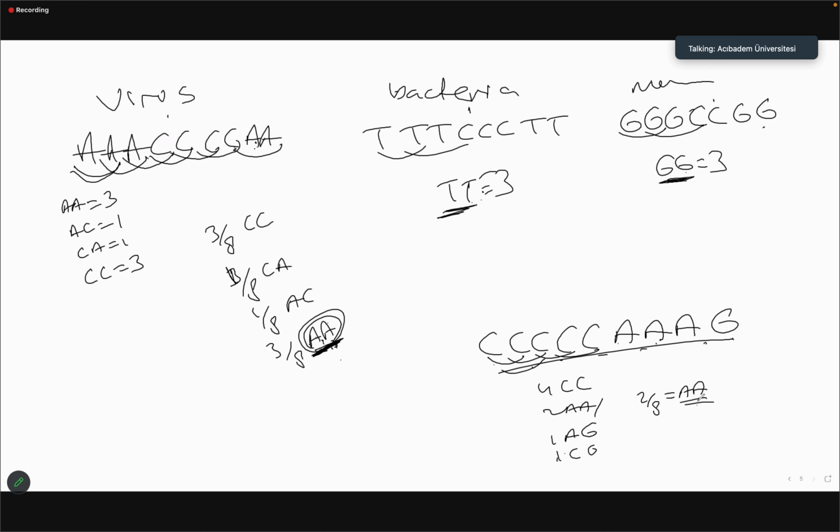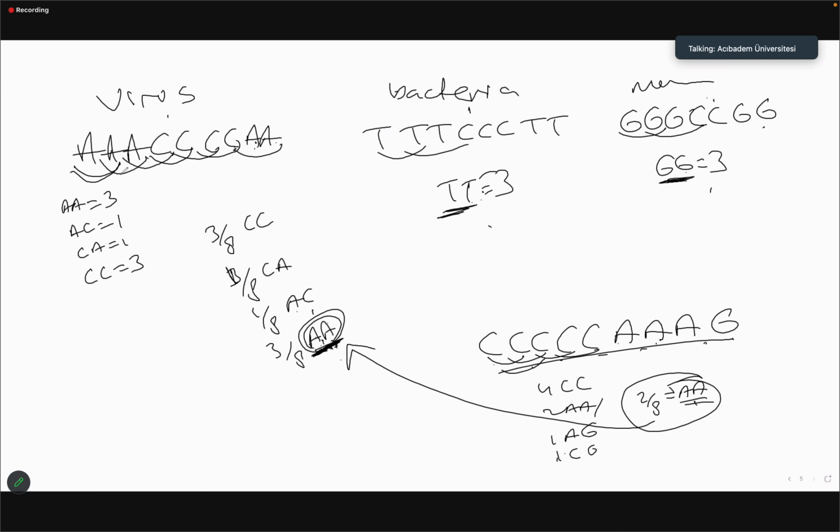So 25% AA. Do you have 25% AA in bacteria? No. Do you have 25% AA in mammalian? No. Do you have almost 25% in virus? Yes. So in terms of this, it's closest to the virus sequence. So most likely this is the virus sequence, but you're going to do it for every two-letter word.